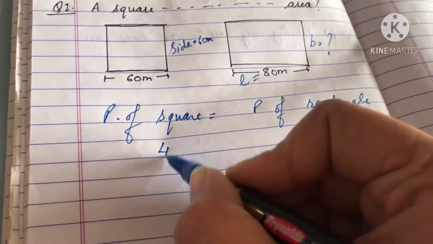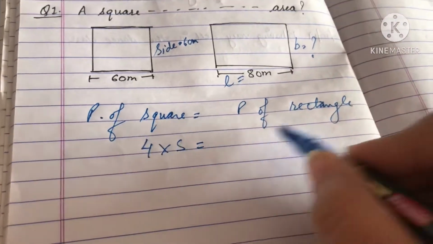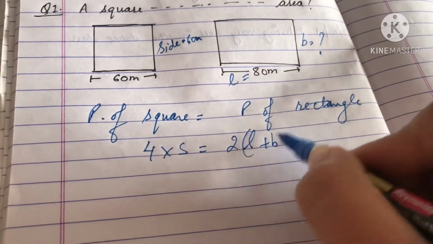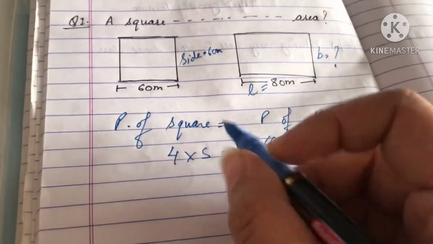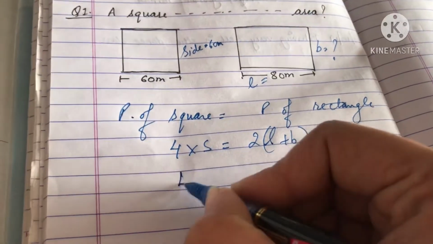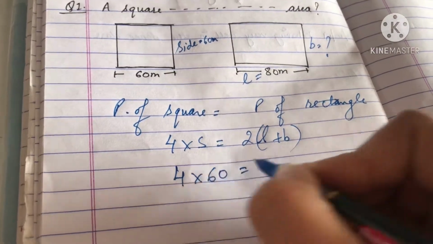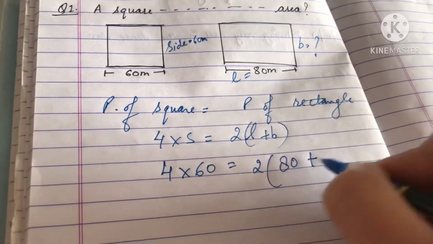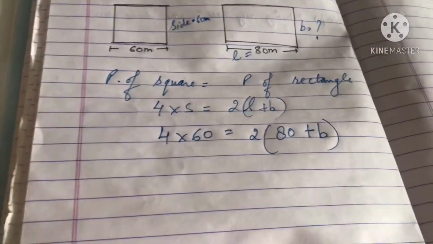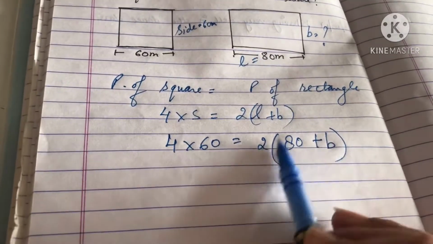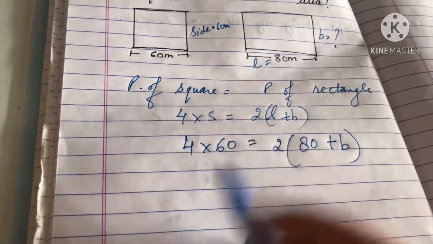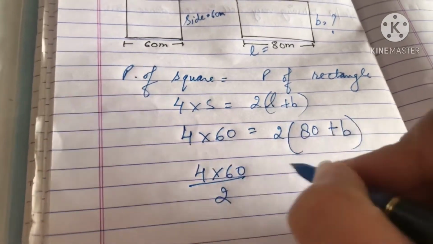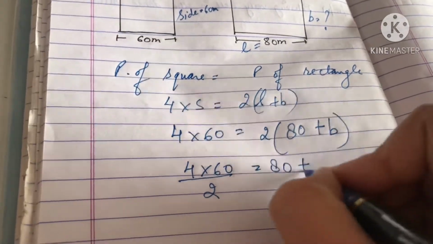Perimeter of square is 4 into side. Perimeter of rectangle is 2 into (L plus B). Now the side is already given, 60. So 4 into 60 is equal to 2 into the bracket. Now how much is the length? 80, plus the breadth, which is unknown. We have to find it. Now this 2 is in multiplication with the bracket, so it will go in division. 4 into 60 upon 2 is equal to 80 plus B.